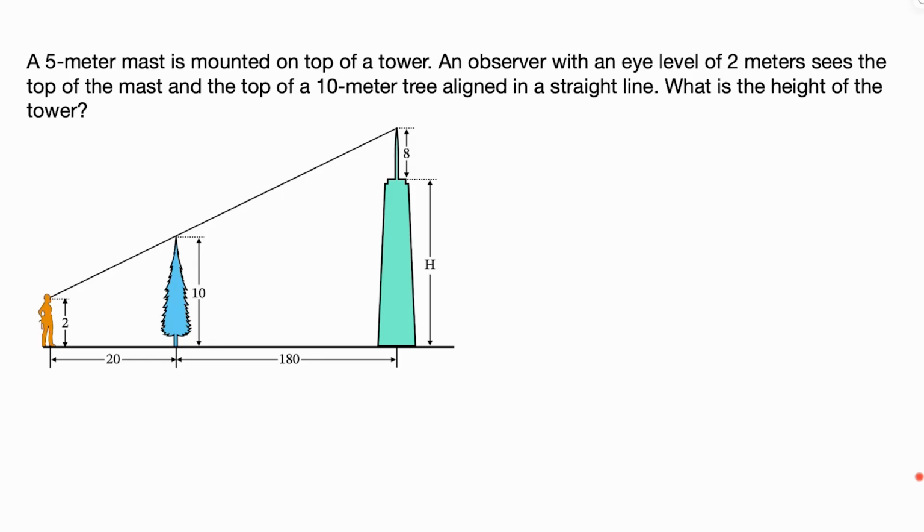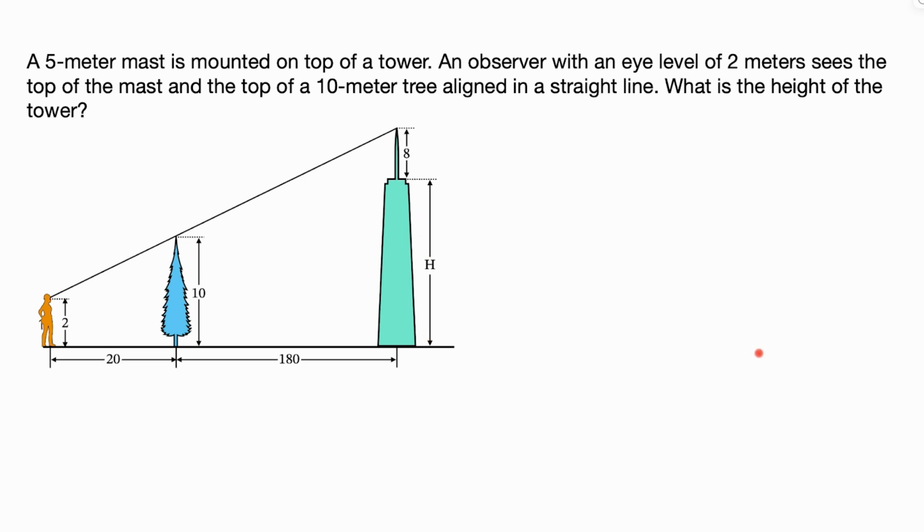In today's video we are going to find the height of this tower, and we have a mast with the height of 8 and a tree with the height of 10 and an observer with an eye level of 2 which can see the top of the tree and the top of the mast in a straight line. So how can we find the height of this tower?